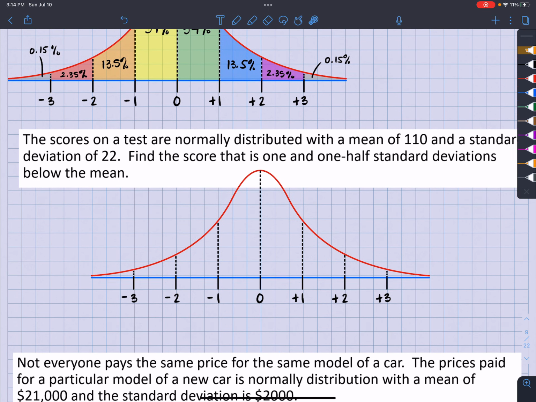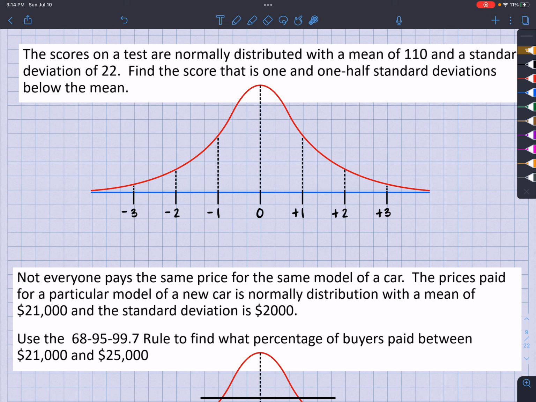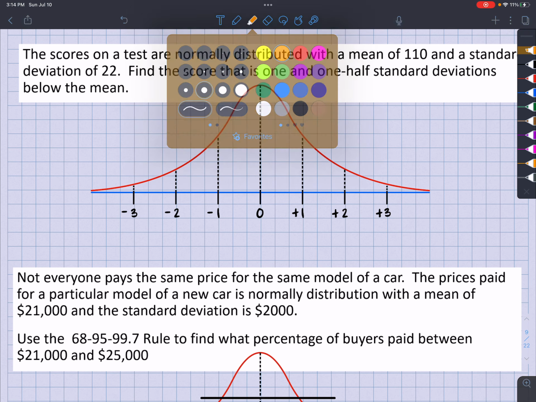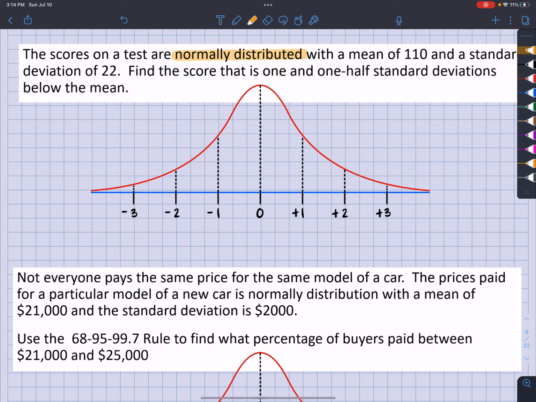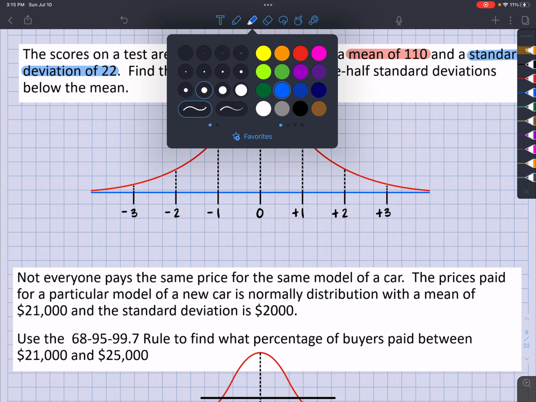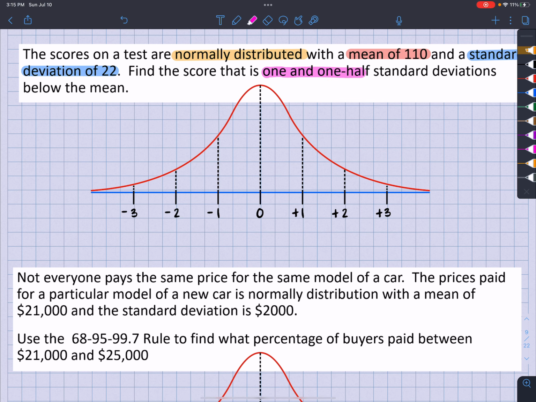Okay, so it says the scores on a test are normally distributed. Keywords, right? Normally distributed, with a mean of 110 and a standard deviation of 22. It says find the score that is 1 1/2 standard deviations below the mean. 1 1/2 standard deviations below the mean. Okay, so this is kind of important here.